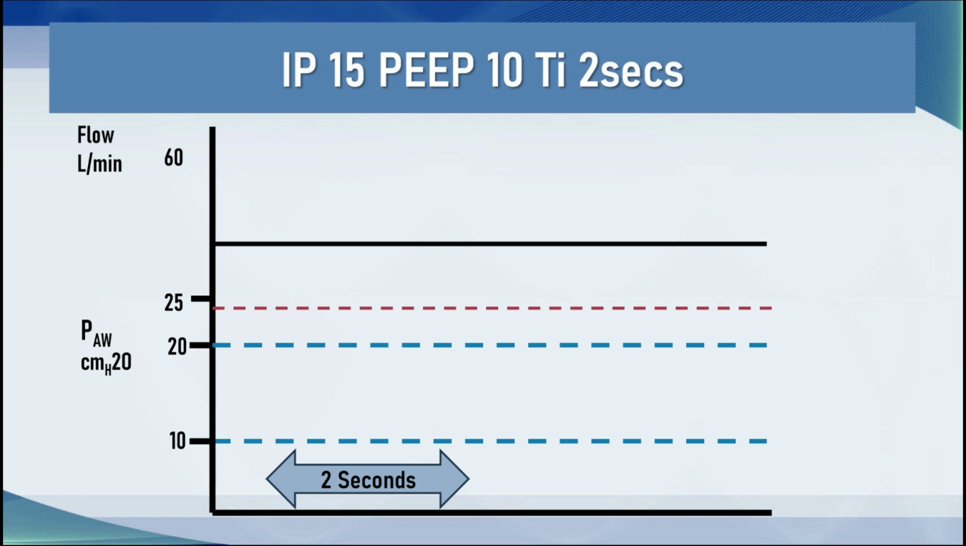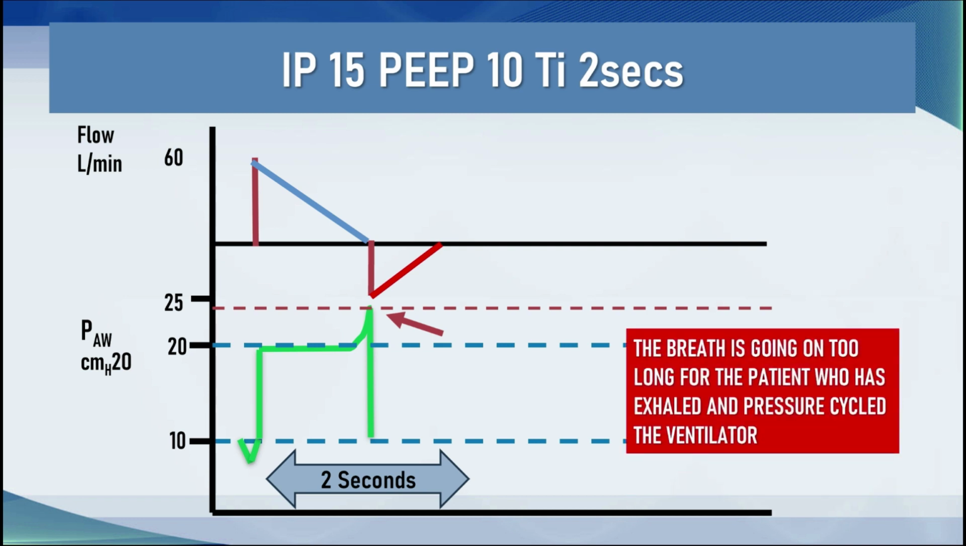Now here we have a patient on the same settings, IP of 15, PEEP of 10, inspiratory time of 2 seconds, and I've drawn out the inspiratory time there. Let's see what happens. Oh wow, there's something seriously wrong here. The patient is exhaling at the end of inspiration, even though there's a planned 2-second inspiratory time. The pressure spike has exceeded 3 centimeters of water, which is pre-programmed into most ventilators, and at this point, the patient's ventilator will pressure cycle to expiration. So in this situation, the breath has gone on too long for the patient who has exhaled and pressure cycled the ventilator.